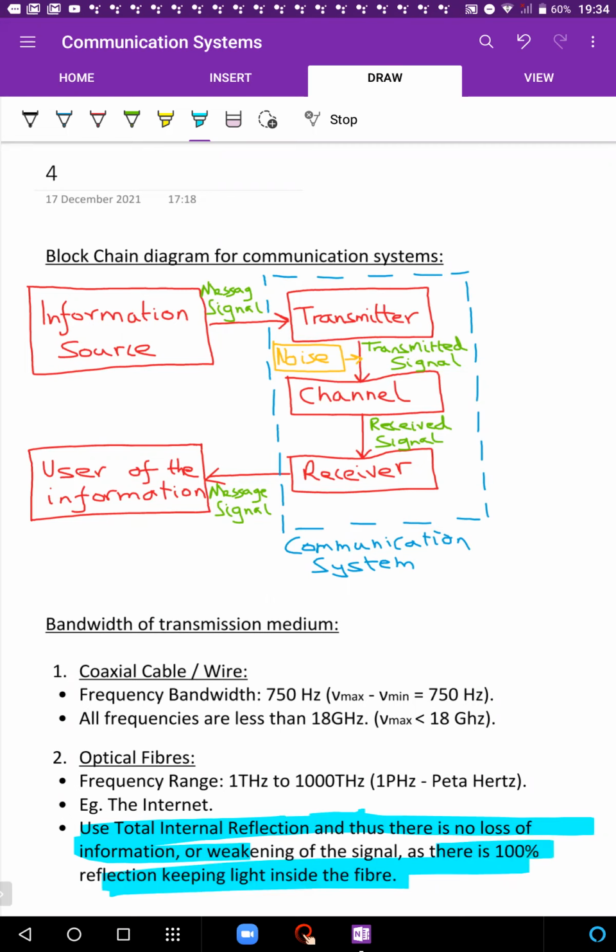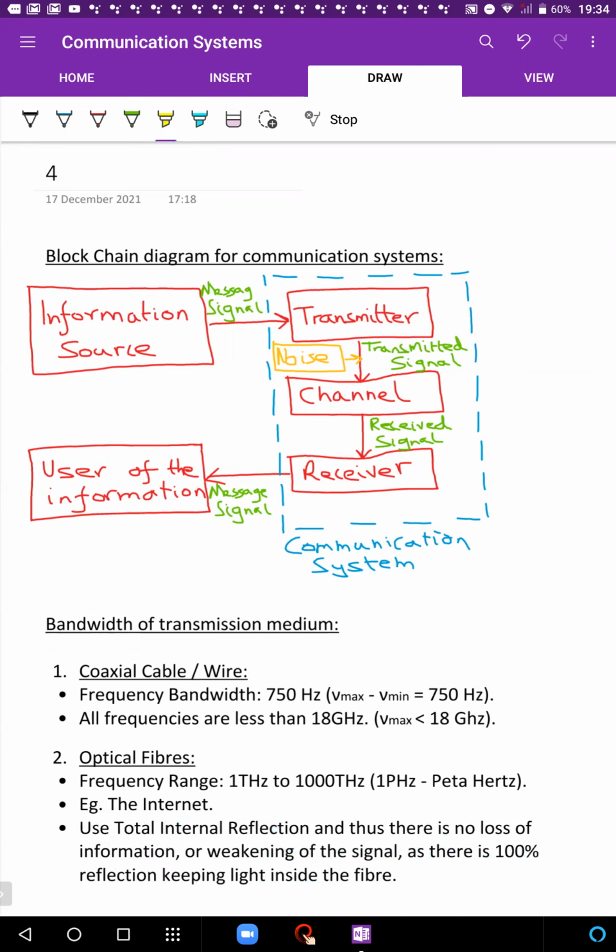There's no weakening as such. The signal doesn't get weak. There's no energy loss. A wire could get heated up. When you transmit via air, it could dissipate. The energy could get dissipated to the surrounding molecules. But when you use an optical fiber, there's very minimal energy loss.